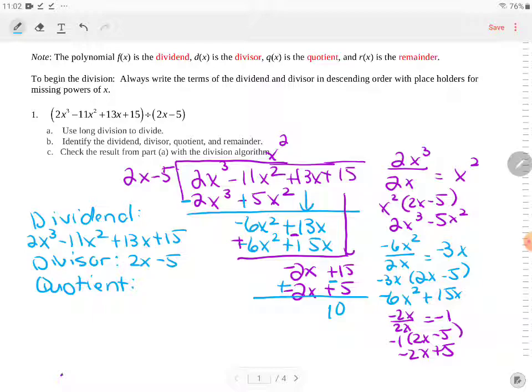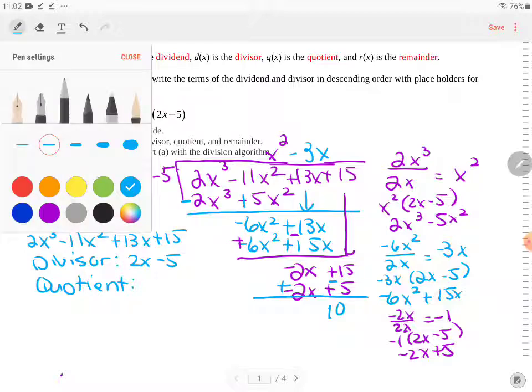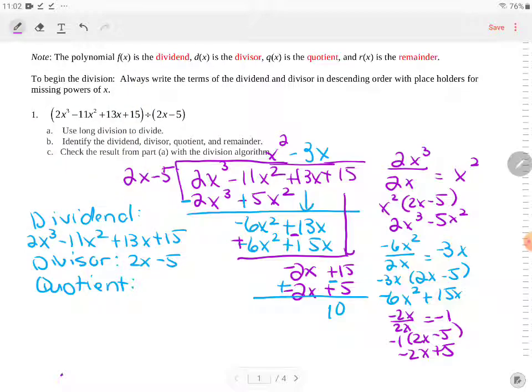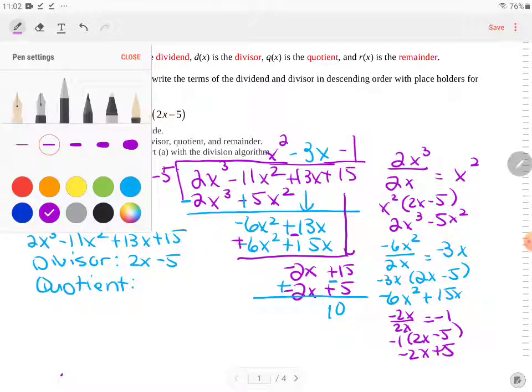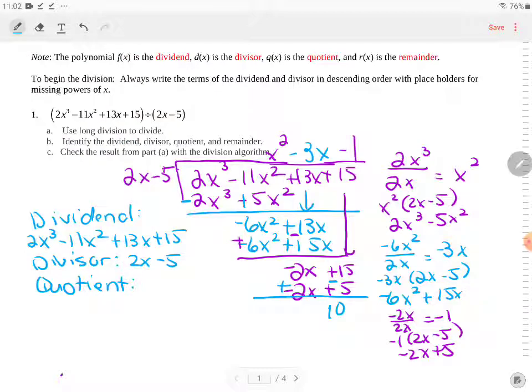Okay, so I forgot to write down up here my minus 3x. Don't forget to write this down. And then we had minus 1. So your quotient is x squared minus 3x minus 1. The remainder is 10.